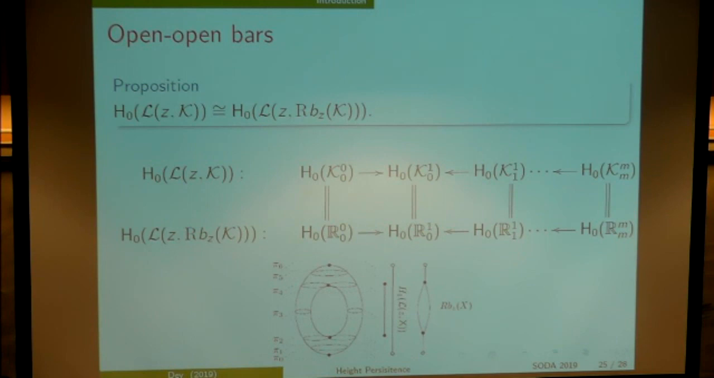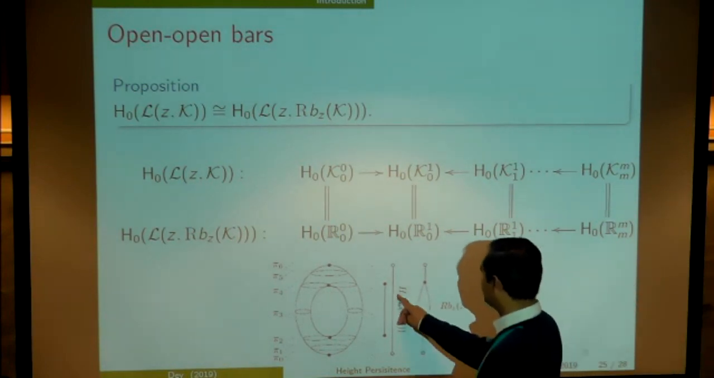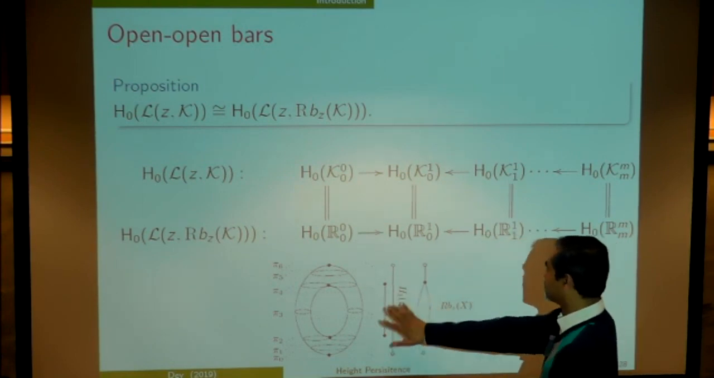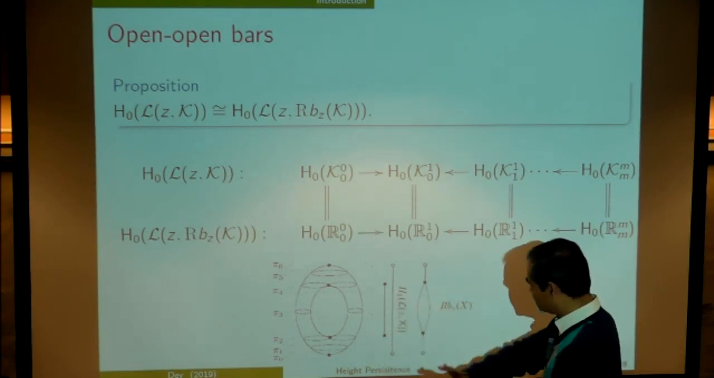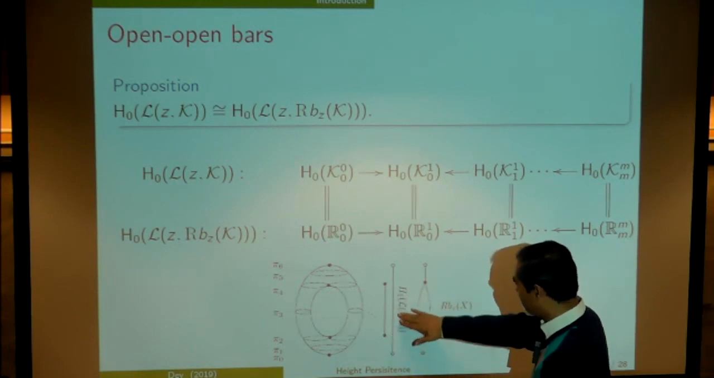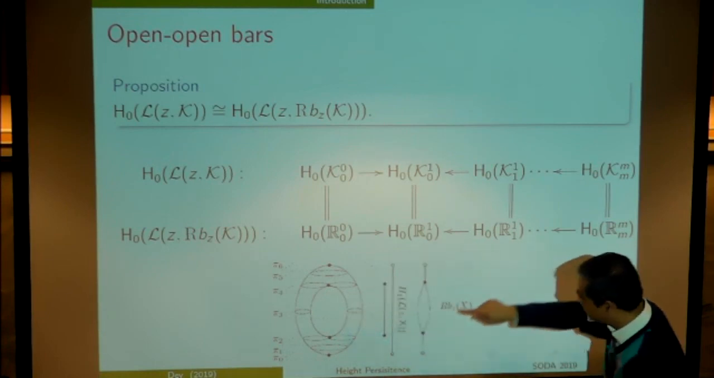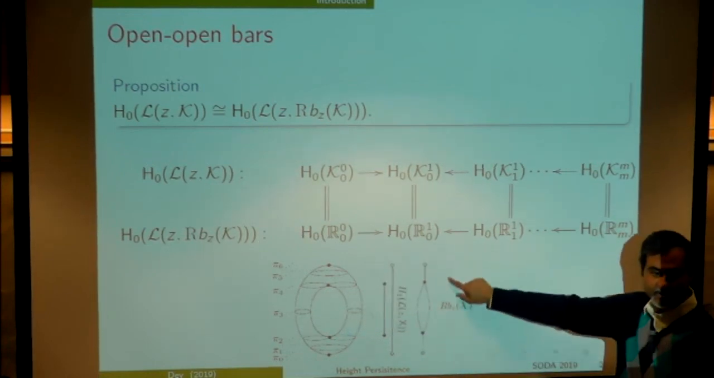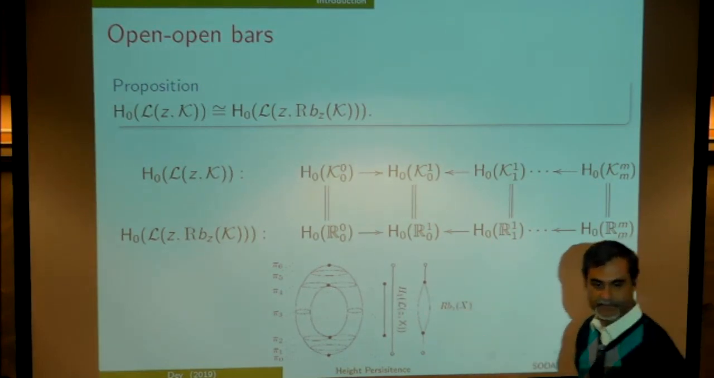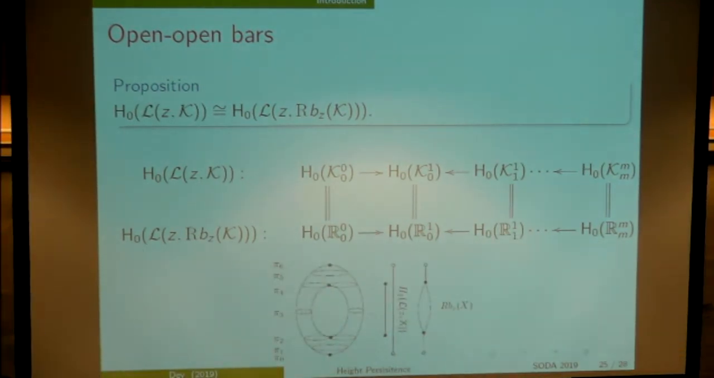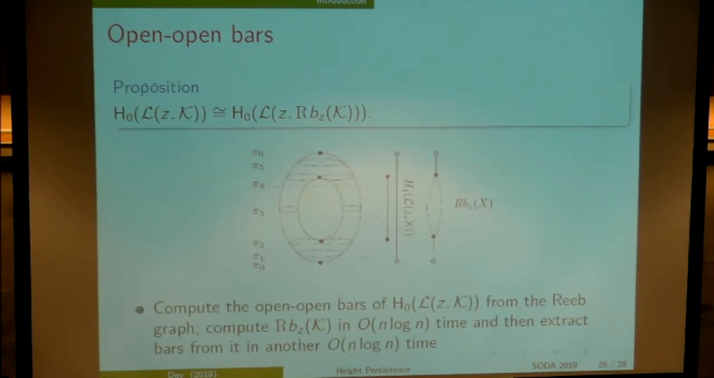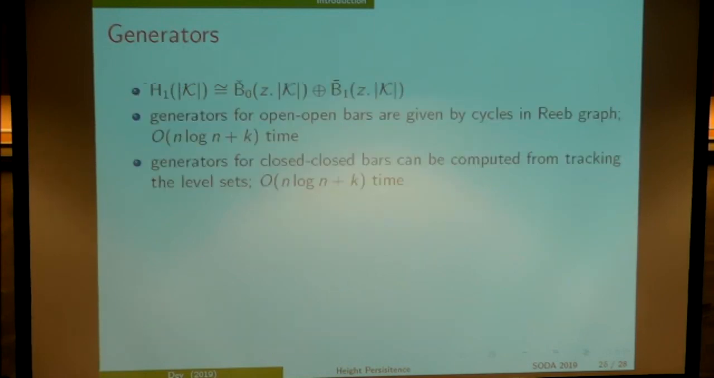This picture actually, yeah, I should not say H1, actually should be H0. Oh, sorry, one minute. No, this is correct. This is the H1 of the level set zigzag, but then you compute the Reeb graph here, and here you do the H0. All right, so this is exactly what open bars are.